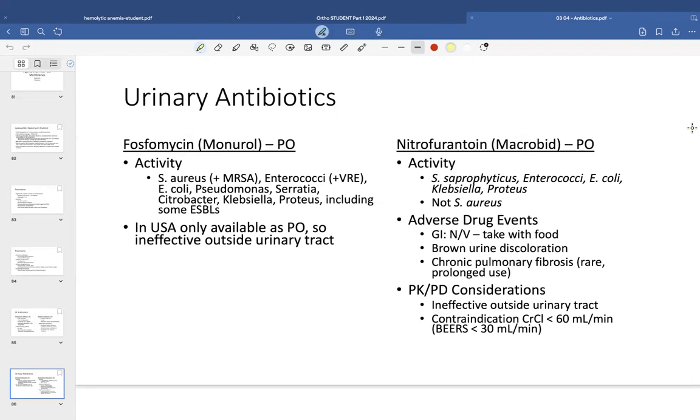So really for a number of reasons, this is only going to be for your young, healthy adult women with routine uncomplicated UTIs that you can give 5 days of treatment. You don't want to give it too long because of accumulation.